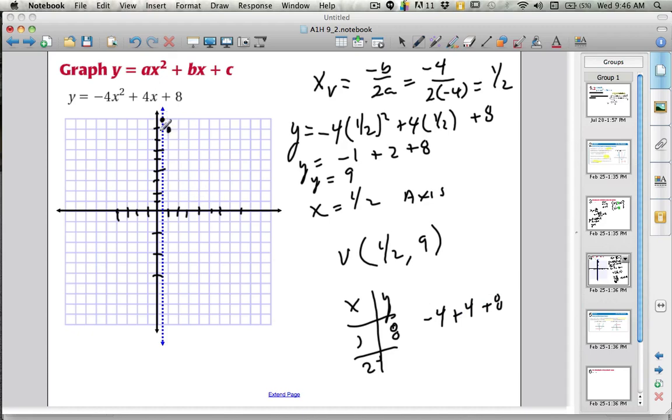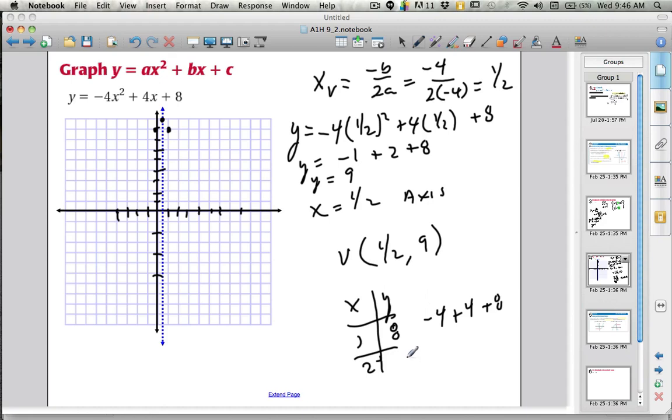Now notice, I'm 1/2 away from the axis of symmetry to the right. So if I go 1/2 to the left, I will have a point as well. This all matches up because we know this opens down, and we know it's going to be relatively narrow, right? It opens down because it's negative, and 4 is a reasonably large-sized number, so it's going to be pretty narrow.